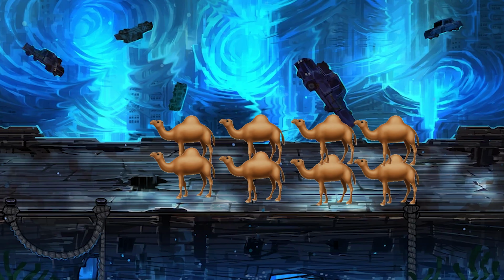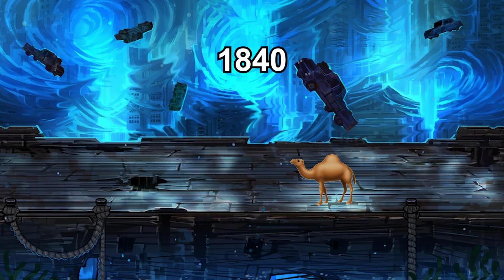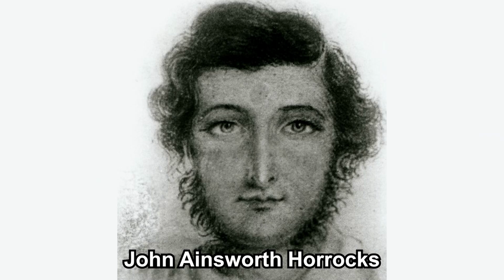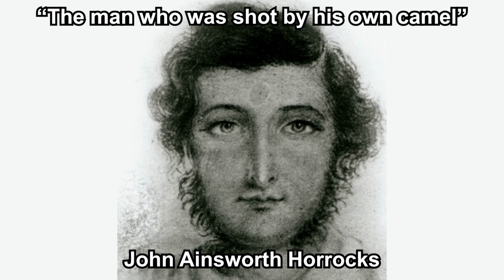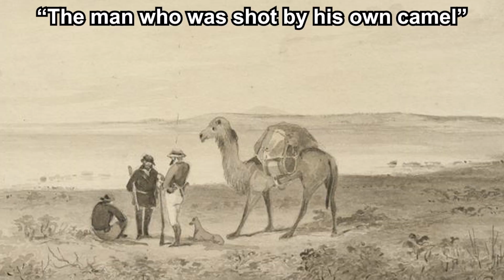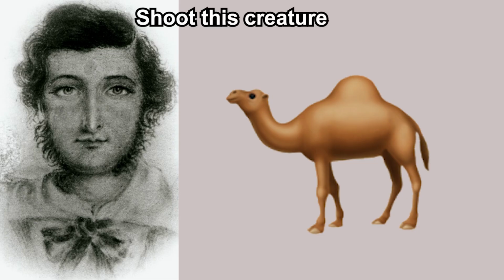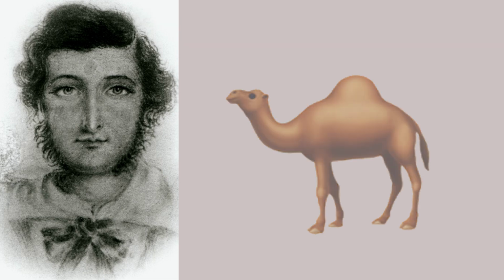The first batch of camels arrived in 1840. Several were imported, but only one survived the voyage. It was named Harry, and used by the explorer John Ainsworth Horrocks. He was known as the man who was shot by his own camel, because in 1846, during an expedition, while he was loading his gun, Harry the camel kneeled, causing the gun to accidentally fire. Horrocks was furious, and he requested Harry the camel to be shot. And Harry was shot, and Horrocks died from the wound.